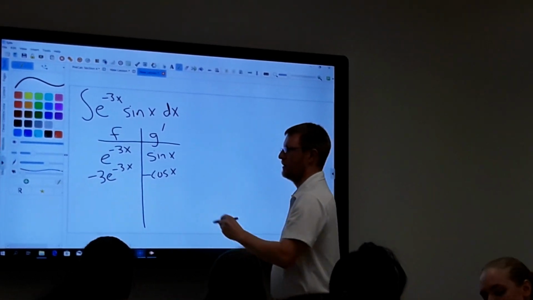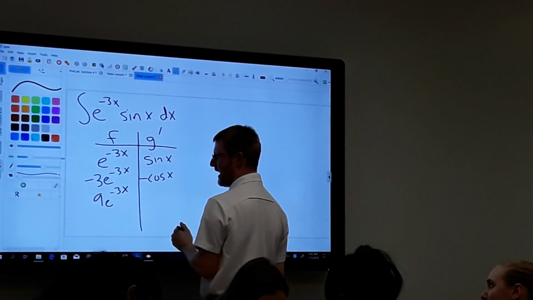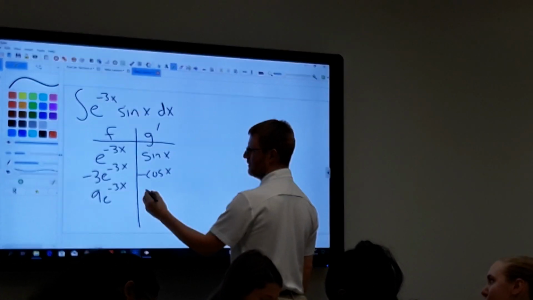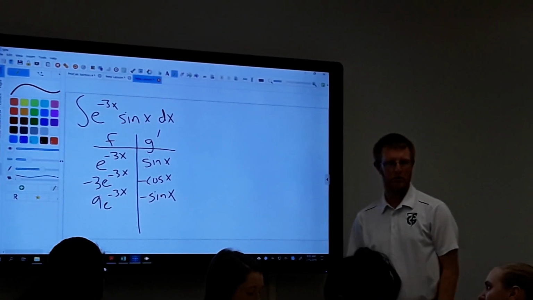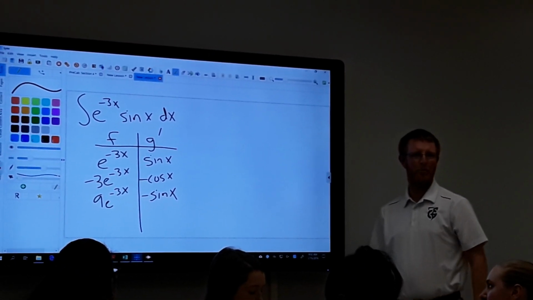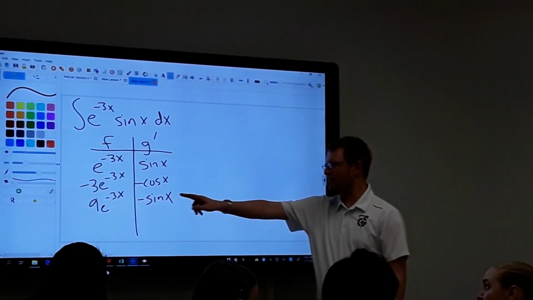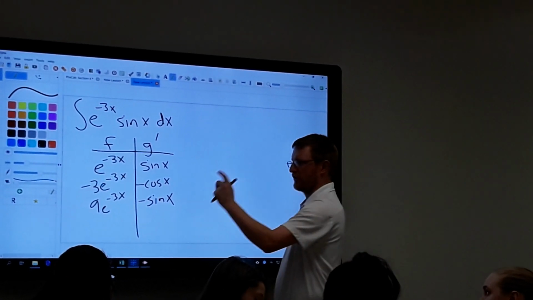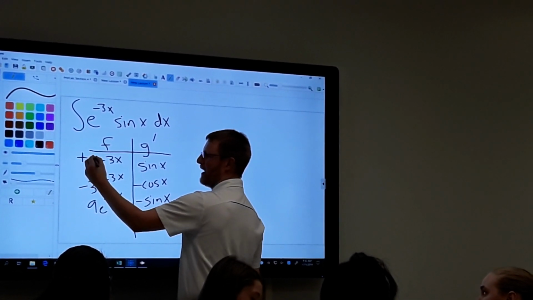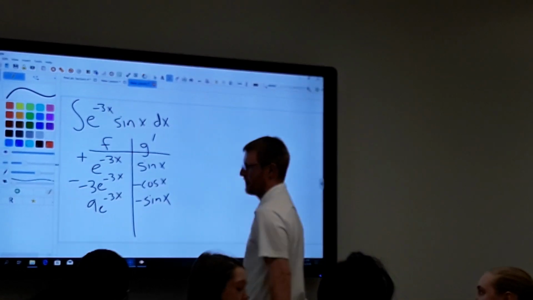Okay. This will be 9e to the negative 3x. This will be negative sine of x. We're already at our place. It doesn't matter about negatives. Negatives can be brought to the outside. So this is what this is going to look like then. Positive, negative. That's it, right? Now, watch how this works.